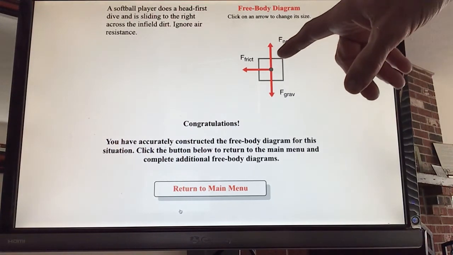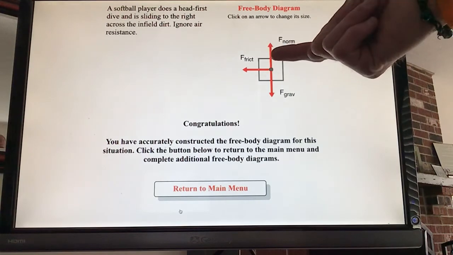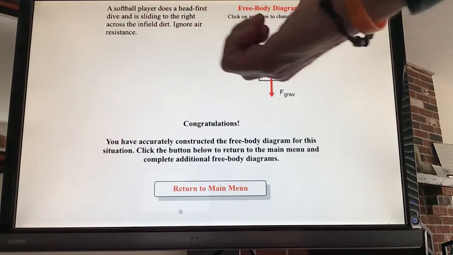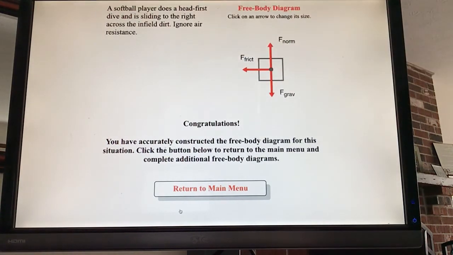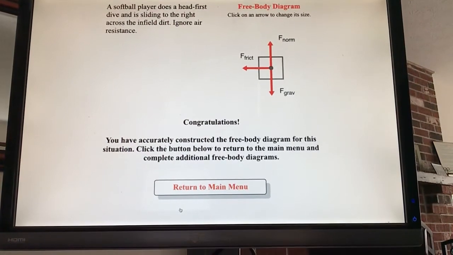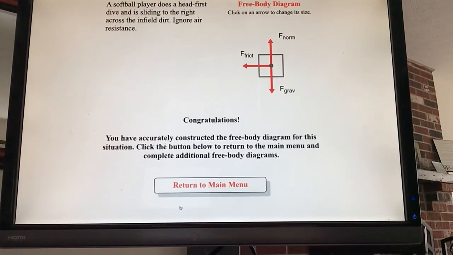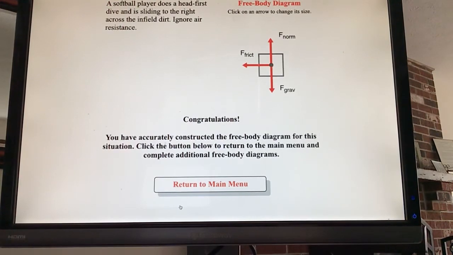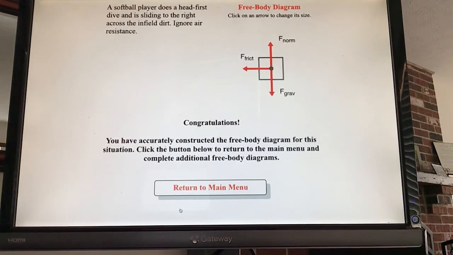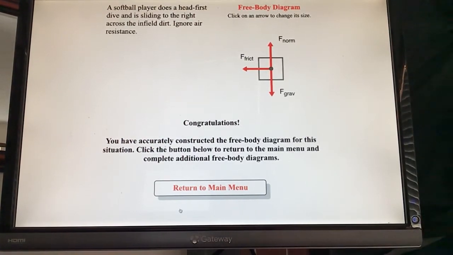So you got normal force pushing up, gravity pulling down, frictional slowing down the player. They're sliding, okay, along the ground. They're not pushing off, okay. If they applied a force when they first started running, then yeah, you'd have an applied force and friction between the shoe and the dirt, okay. So there's a quick review.